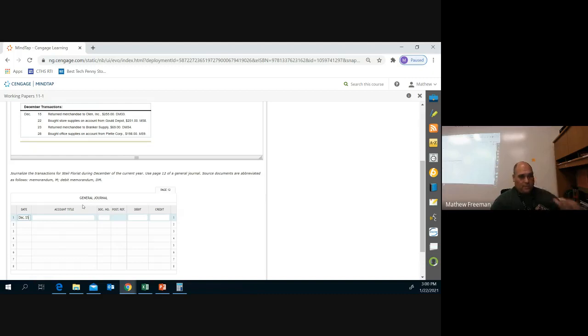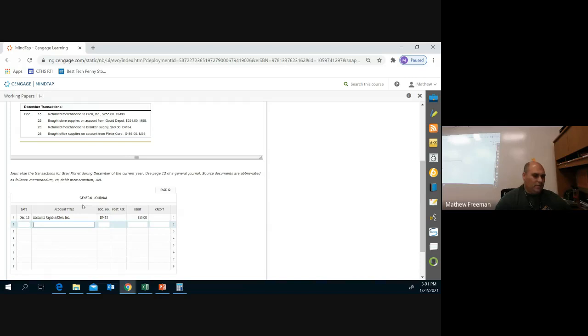I return merchandise to Olean Inc. of amount. So we're returning, so we're going to have to look at our accounts payable. Accounts payable of Olean. Okay, and we're going to put the document number DM33. Since it's accounts payable, we're going to debit that account. So it's going to be debited 255.